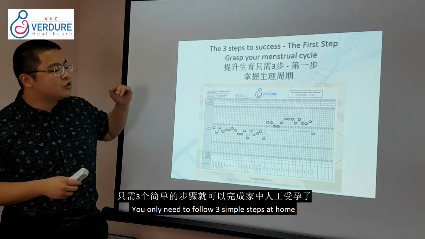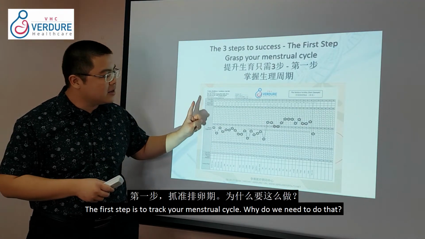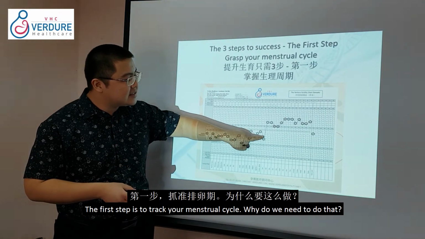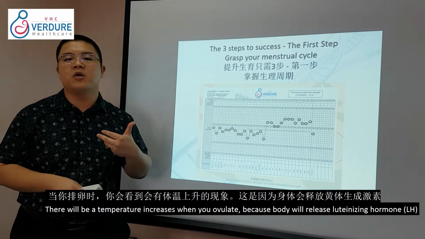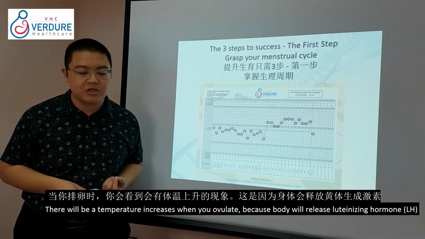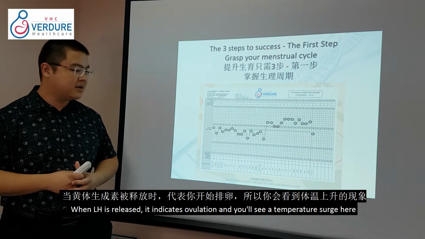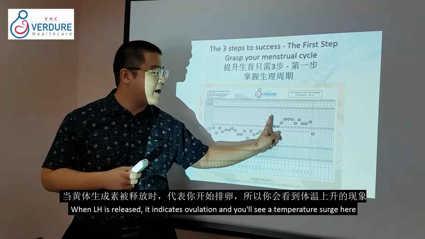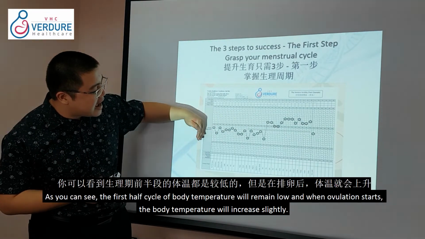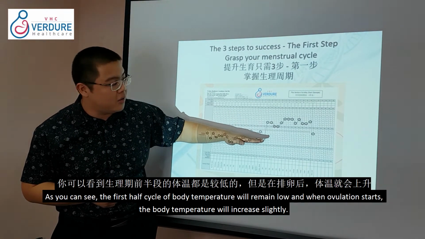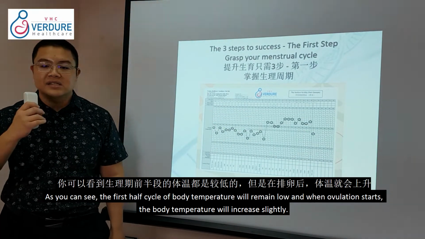Number 1 is to track your menstrual cycle. Why do we need to do that? Because during ovulation, there will be a slight bump in temperature, as the body releases a hormone called the luteinizing hormone, or LH. When the LH has been released, that's the time of ovulation, and as you can see, the body temperature will bump up. Of course, this is a perfect example, but as you can see, in the first half of the cycle the body temperature remains quite low, and then when ovulation starts, the body temperature increases slightly.